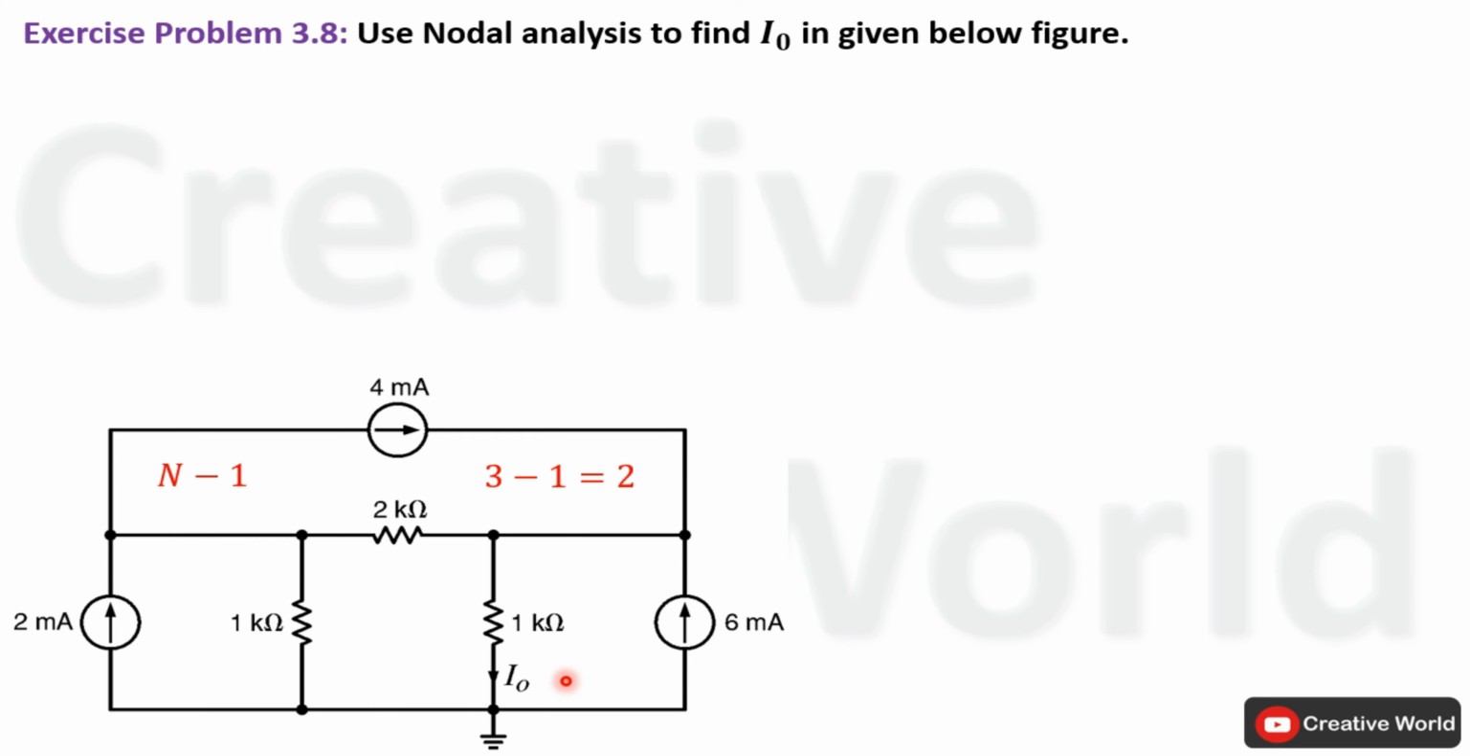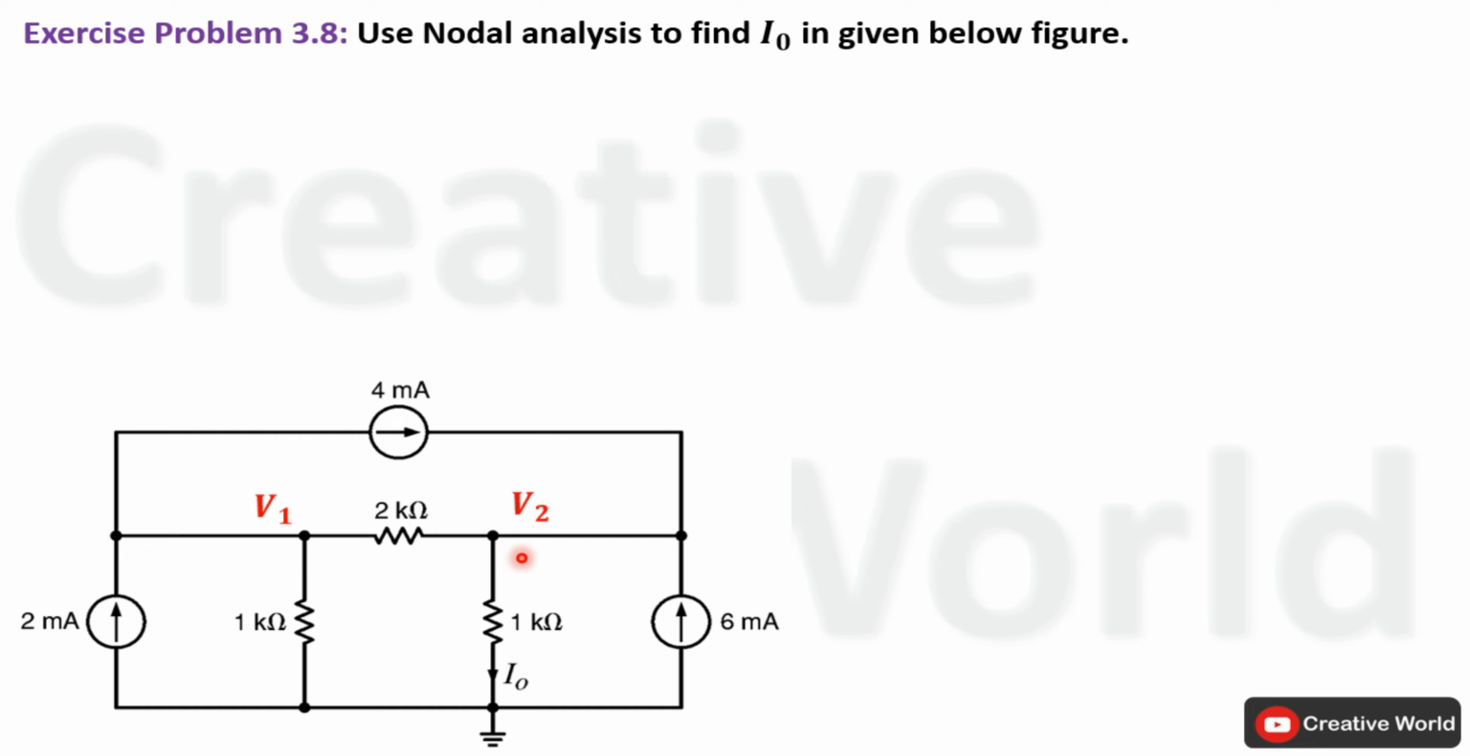In the next step, we have to label all unknown non-reference node voltages. In this case, this node voltage will be labeled as V1 and this node voltage will be labeled as V2.